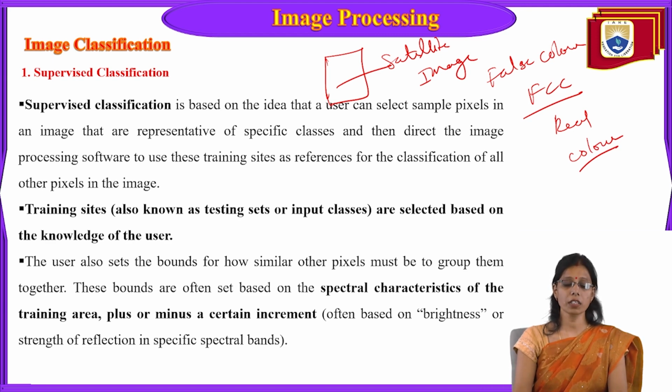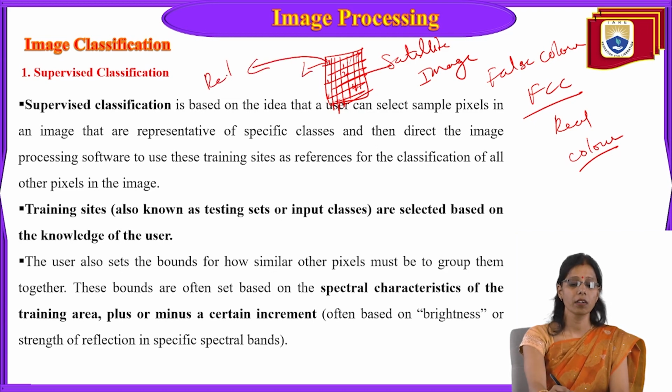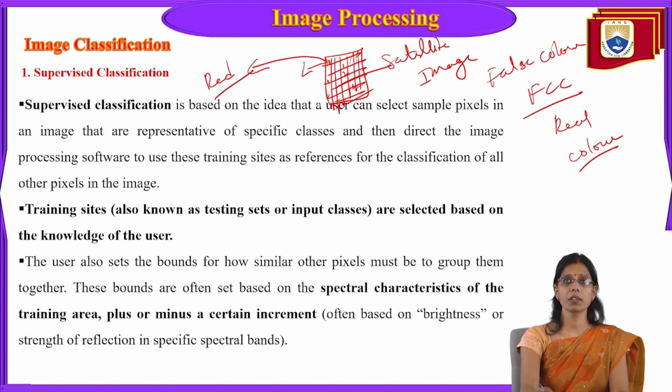Supervised classification means we can just select pixels. As we know, the digital image has pixels. Suppose pixel number 1, pixel number 2, pixel number 3, and the same pixel number 1 is here, pixel number 1 is here. In supervised classification, we select this pixel 1 and put some red color. Wherever we find pixel number 1, it will be converted to red color. That is called supervised. We are supervising the pixels to get the classification.